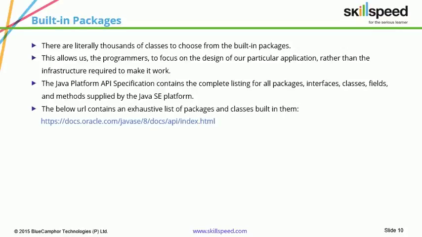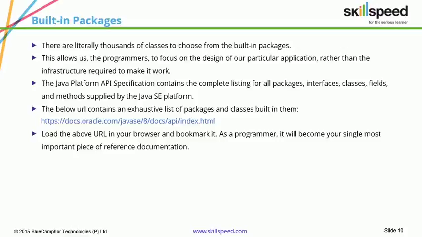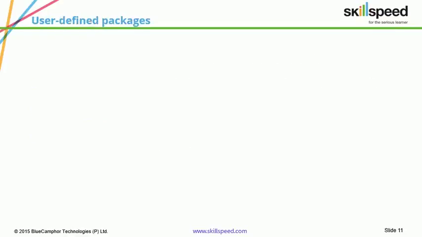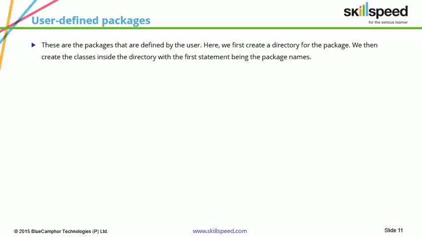The below URL contains an exhaustive list of packages and classes which are built into the Java platform. Just load the above URL into your browser and bookmark it. As a programmer, it will become your single most important piece of reference documentation. Let us now look at the user-defined packages. These are the packages that are defined by the user.